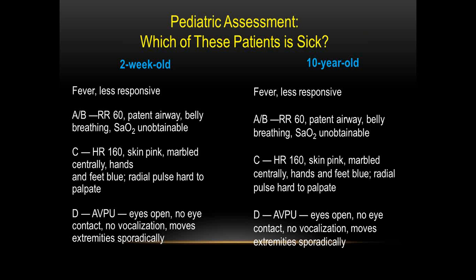He's got a patent airway, that's good. He's belly breathing. That's normal for a 2-week-old, so that's okay. We can't get a sat. Well, have you ever tried to get a pulse ox on a 2-week-old? Next to impossible. So that's probably not as big a deal as it looks because their little fingers are so tiny. So let's look down. Heart rate of 160. Okay. Again, if we look at our tools that are available, that's normal. It's not a high normal, but it's normal. Pink skin. Marbled centrally.